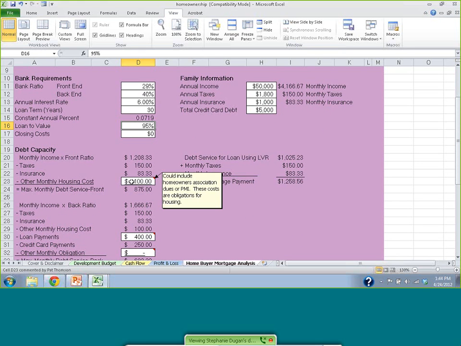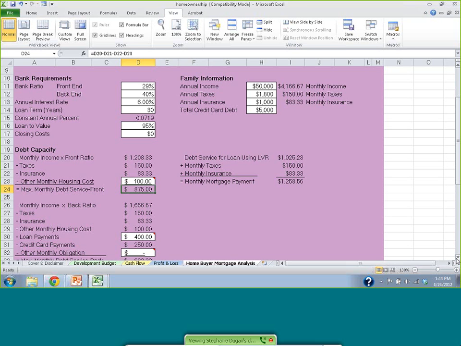We've got a place to input other housing cost, and this would be like a condominium fee or maybe a mortgage insurance premium, and you would put it into this blank line. And it tells us, based on the front ratio, they could afford debt service of $875 a month.